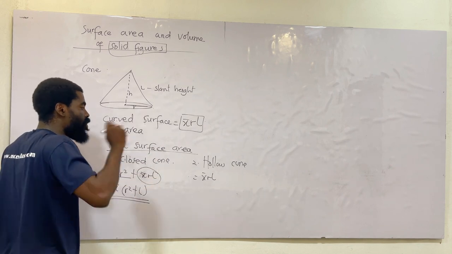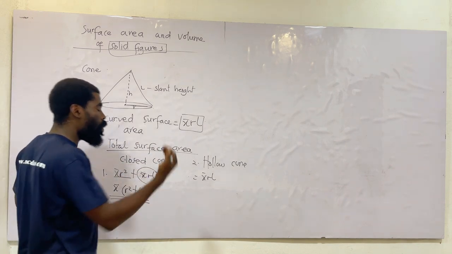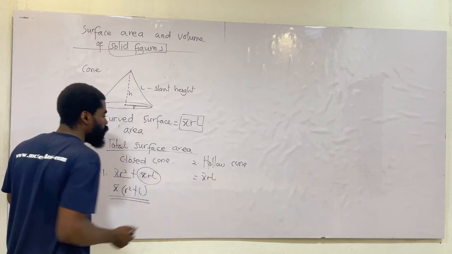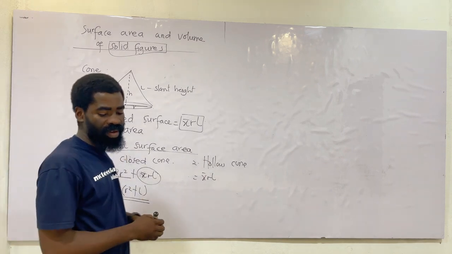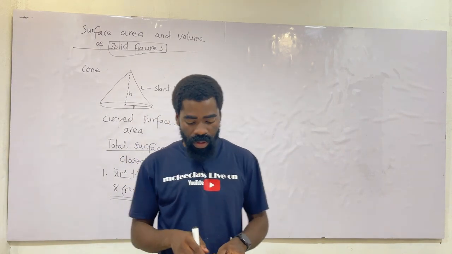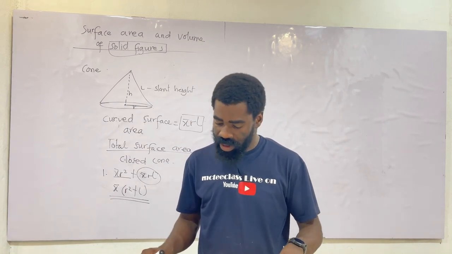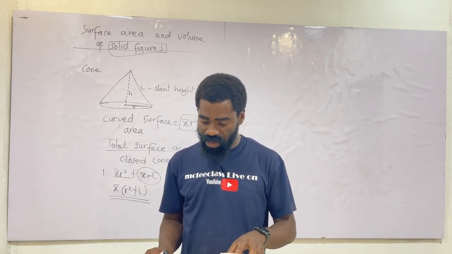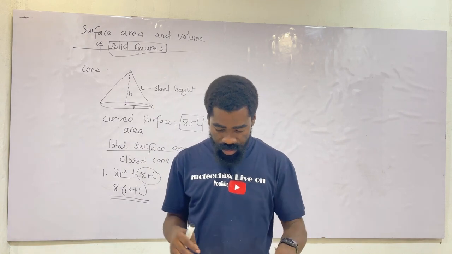Listen to what the question is saying. Find the total surface area of the cone that is open, or that's hollow. This is how we are going to do it. I hope you understand that of the cone. You understand that of the cone? Okay. So that is very simple for the cone.